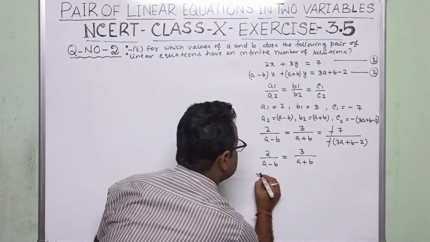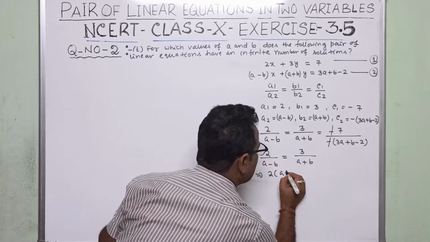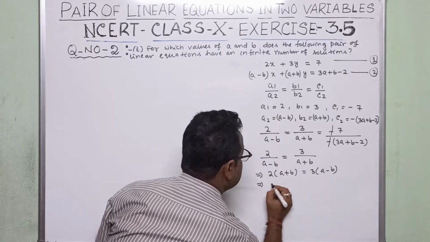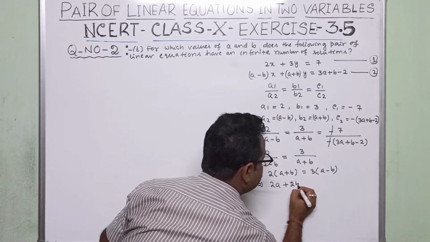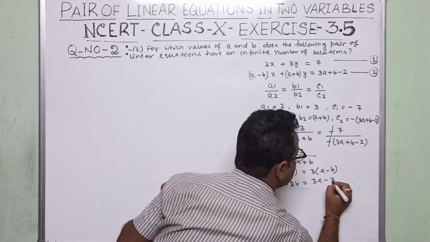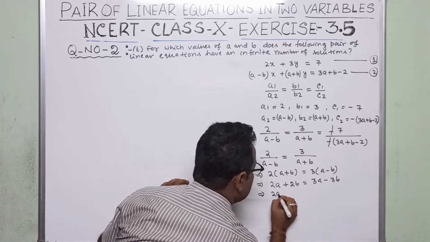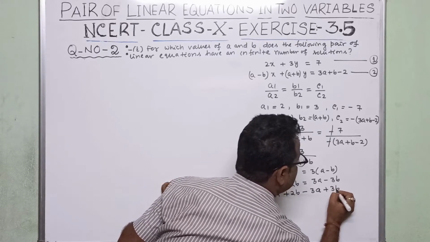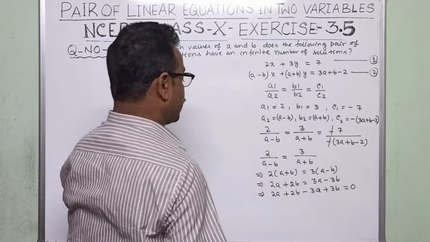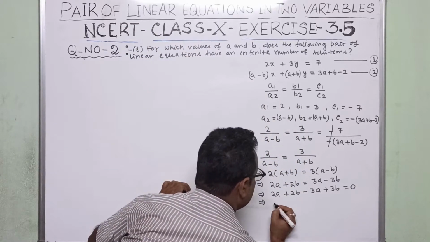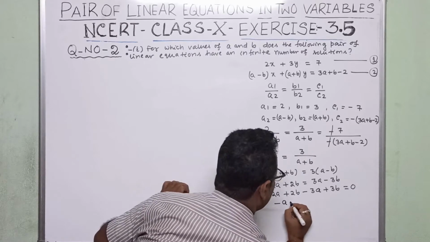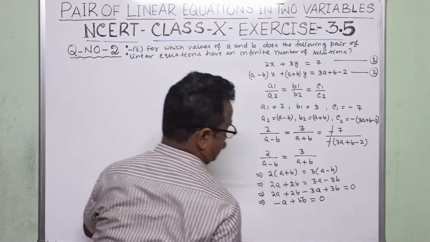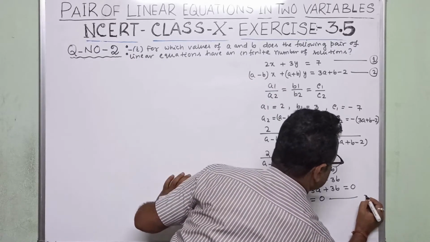That implies 2 into A plus B is equal to 3 into A minus B. That implies 2A plus 2B is equal to 3A minus 3B. That implies 2A plus 2B minus 3A plus 3B is equal to 0. So that implies minus A plus 5B is equal to 0. This is, let's say, equation number 3.